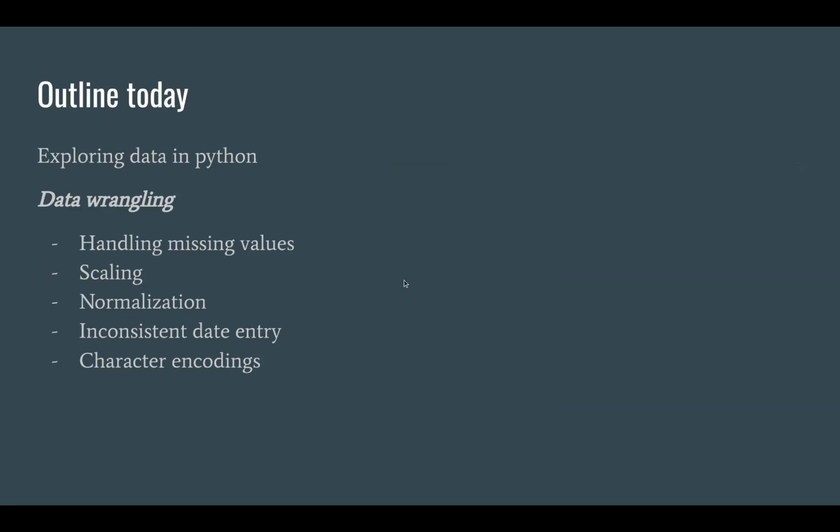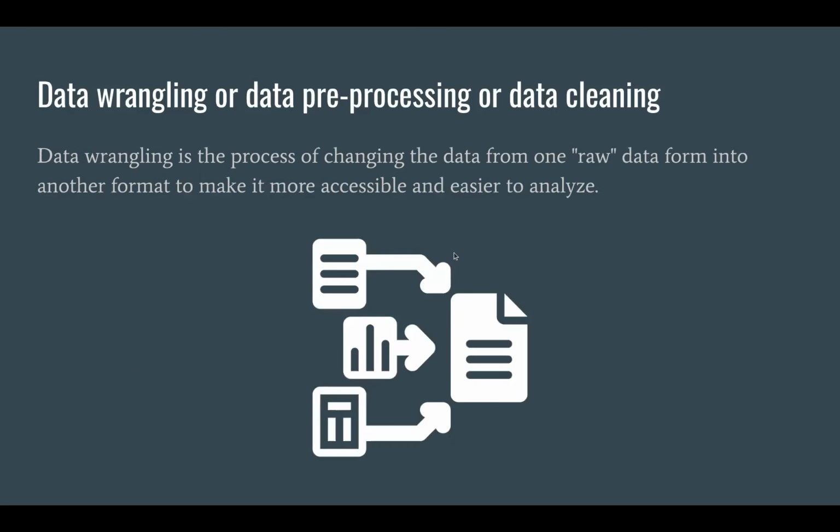So now we talked about exploring data in Python. Let's talk about data wrangling. Data wrangling, or data preprocessing, or data cleaning. Data wrangling can be referred to as data munging. It's basically the process of transforming and mapping data from one raw data form into another format with the intent of making it more appropriate and valuable for a variety of downstream purposes, such as analytics.